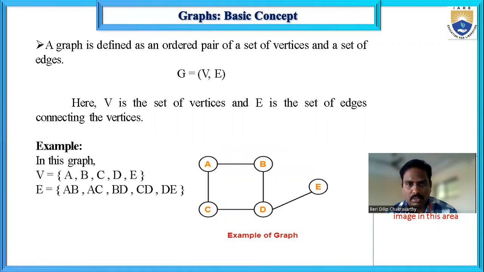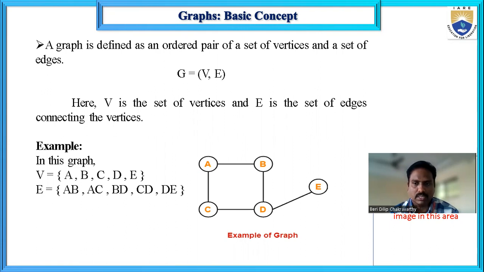Before going to see that, we'll see the basic definition of a graph. A graph is defined as an ordered pair of a set of vertices and a set of edges. So we represent it as G equal to (V, E), where V is a set of vertices and E is a set of edges.